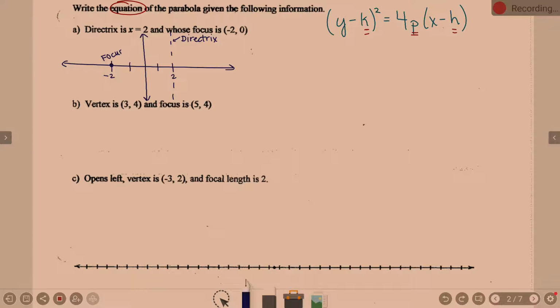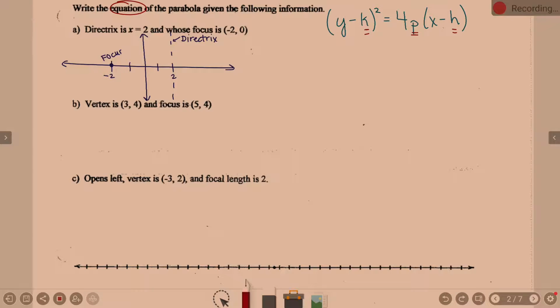Thoughts on which way my parabola opens? You guys seeing it? Which way is this parabola going to open? Yeah, to the left. Okay, I got Jacob back there pointing. But it's going to open to the left. And how do we know it's going to open to the left? The focus is inside the parabola, yes?